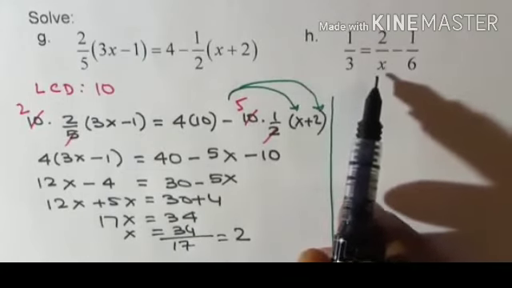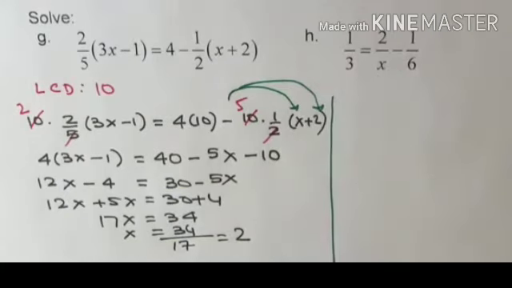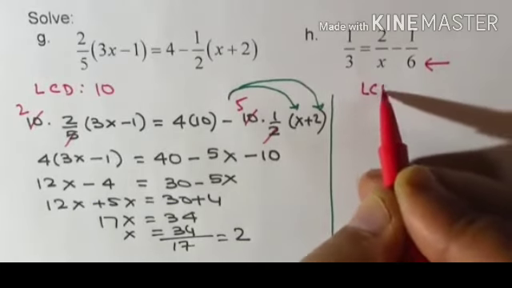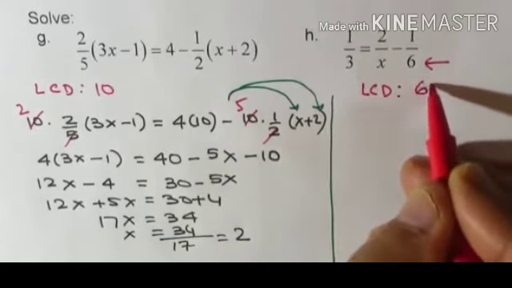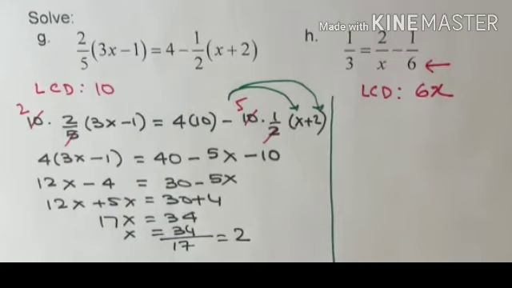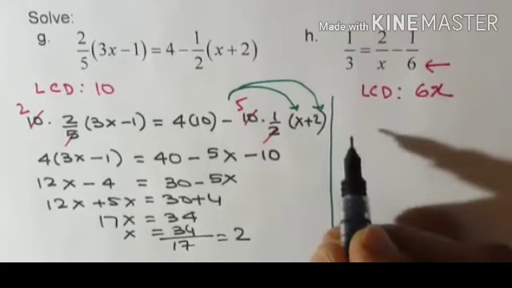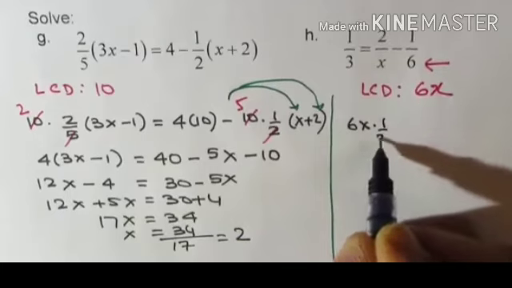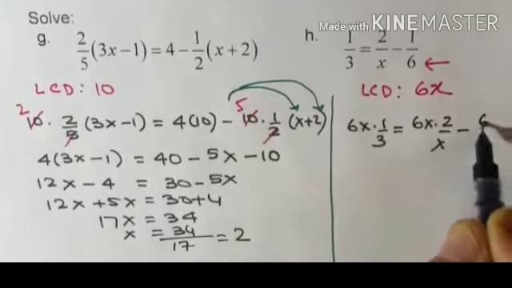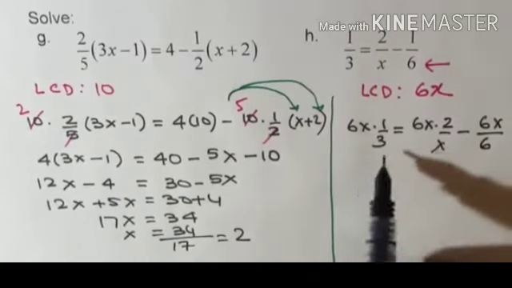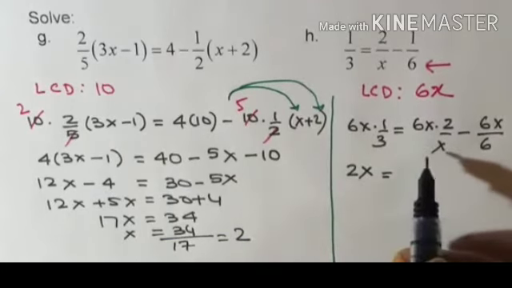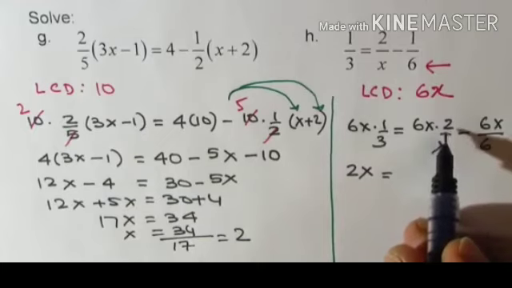This is kind of different since you have x in the denominator. Do you see this part? x is in the denominator. So in this case, what is the lowest common denominator? It is 6x. Do you see that? Not just 6, 6x. So we are going to multiply each term by 6x. So we have 6x times 1 over 3 equals 6x times 2 over x minus 6x over 6. So 6 divided by 3 is 2, so we get 2x equals 6 times 2 is 12.